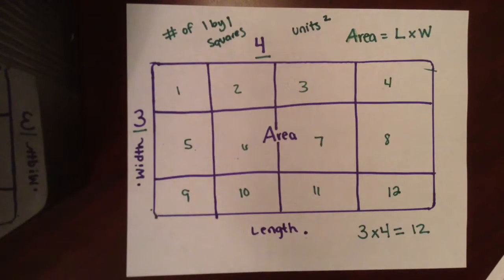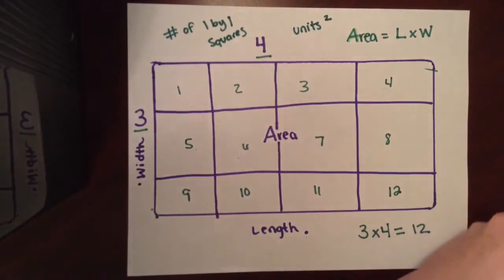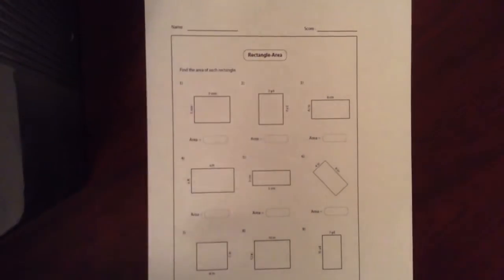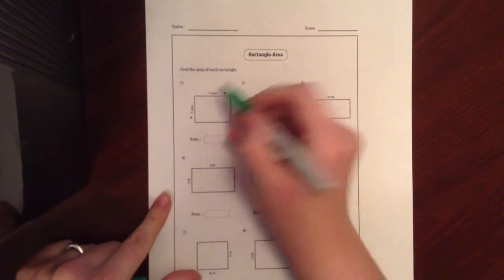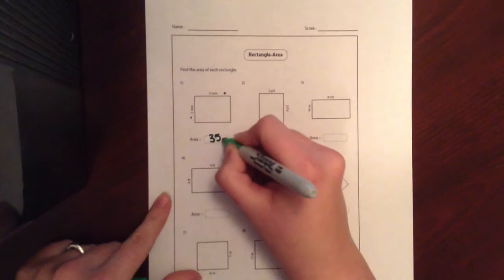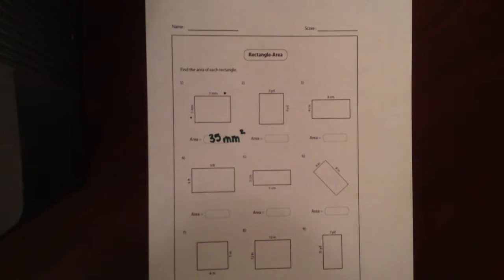Now that the students have an understanding of area, length, and width, and how to find it by multiplying, you would give them a worksheet, such as the worksheet that I have here. This basic worksheet goes over area of each rectangle. It asks them to find the area, so like this one, 5 times 7, they would find 35 and label it as millimeters squared. After giving the students this worksheet, you'll have them complete it in pairs. After finishing, you will get together and grade it as a class.